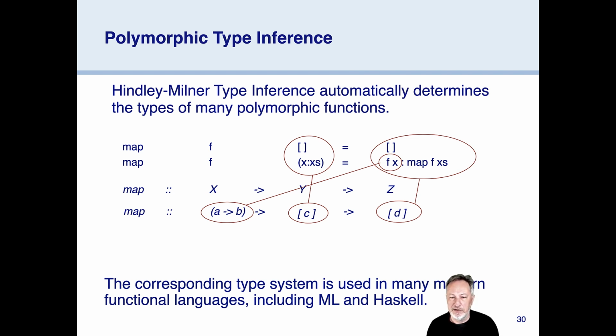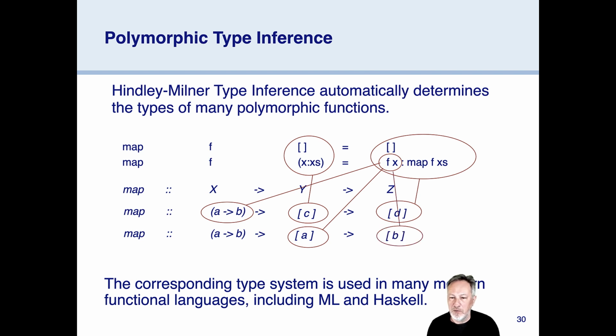Let's dig a little deeper. Now we notice f of x, the first parameter, which is of type a arrow b, is being applied to an element of our second parameter, which is a list of c's. So that means a and c must be the same thing. So let's unify them. So now we know that map is of type a arrow b arrow list of a.